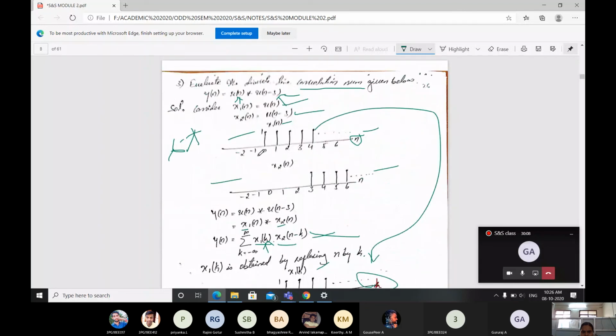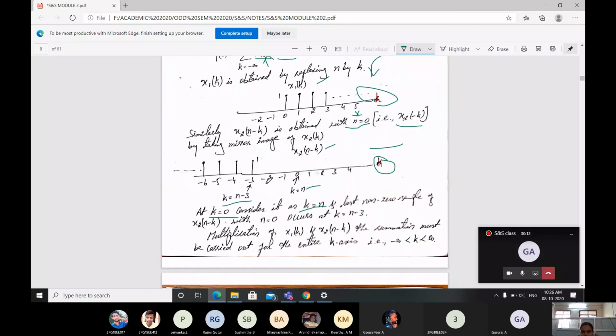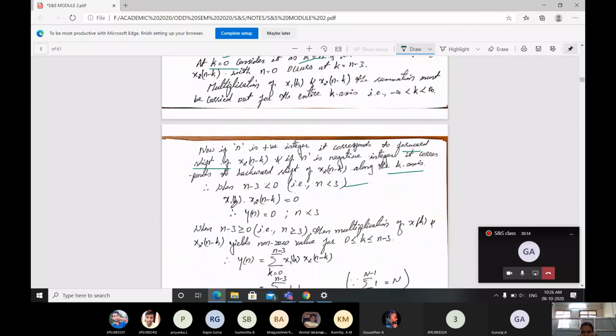Is there any signal for n less than 3? Here also, it is not having any signal. For that reason, x1 of k, x2 of n minus k will be 0 only. y of n is going to be equal to 0. Therefore, at n less than 3, there is one condition.